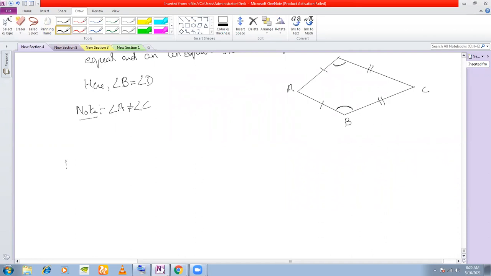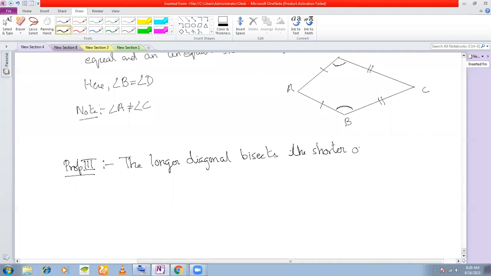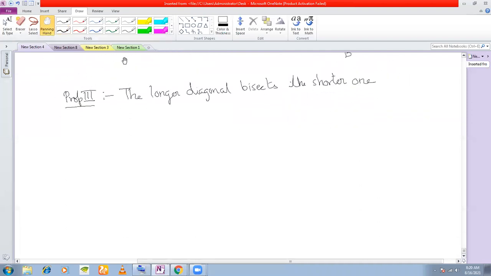Next, property number 3. The third property is that the longer diagonal bisects the shorter diagonal. Now there's a difference, okay? When I say diagonals bisect each other, and when I say the longer diagonal bisects the shorter one, that means here in this case, only one diagonal bisects. Both don't bisect each other.